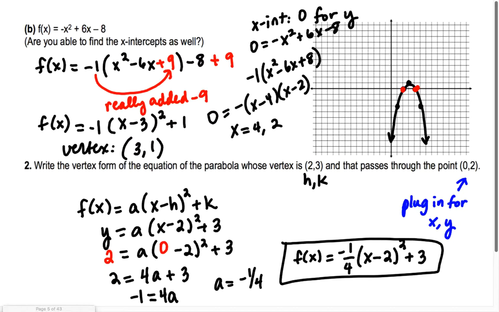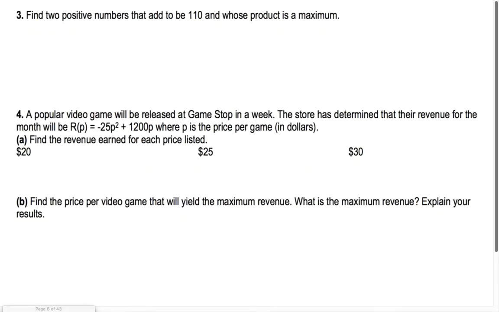Does that make sense how we did that? Do we like parabolas? Yay, parabolas. You know we're going to do harder stuff this chapter than just parabolas. Do polynomials. All right, number 3.